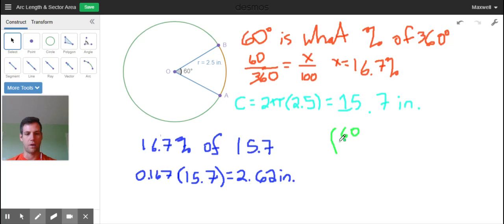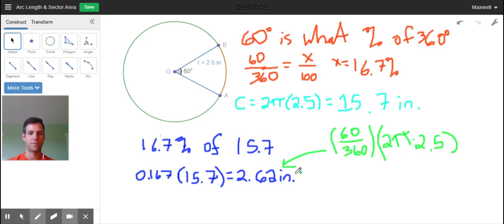60 out of 360. So we know that is the percentage part. That's where the 16.7% came from. And then we would multiply that by our circumference, which is where the 2.5 came from. So I would be multiplying it by 2 pi times 2.5. And that would also equal our same final answer.